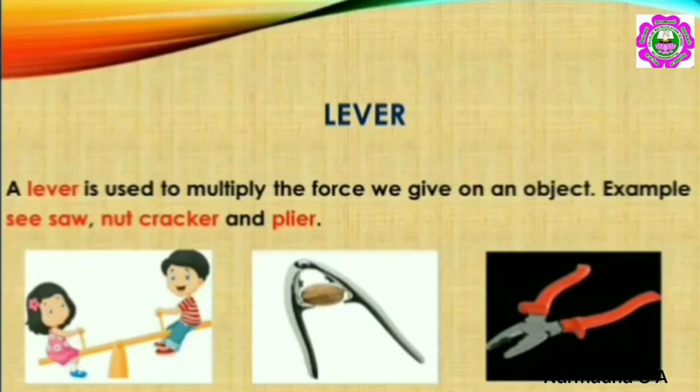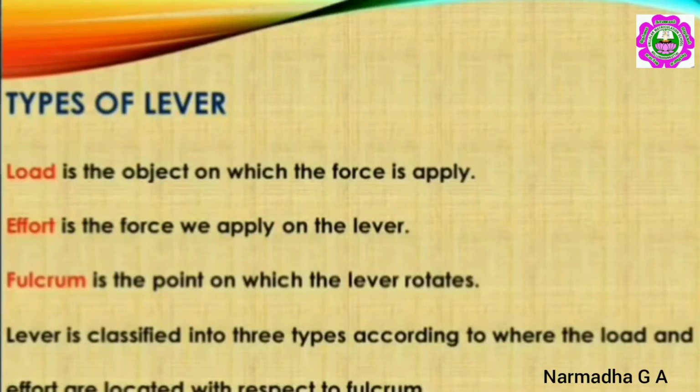Now we are going to see about the types of lever. Types of lever is divided into class 1 lever, class 2 lever and class 3 lever. Before that, we want to know about the load, effort and fulcrum. What is load? Load is the object on which the force is applied. Effort is the force we apply on the lever. Fulcrum is the point on which the lever rotates. Lever is classified into 3 types according to where the load and effort are located with respect to the fulcrum.